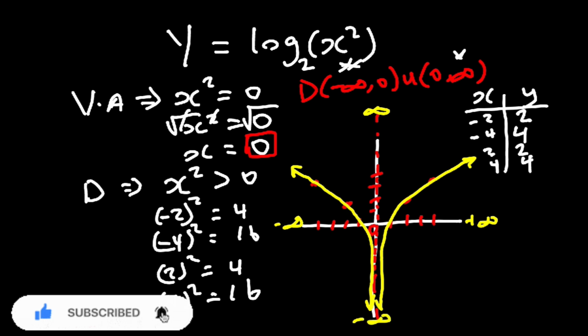Now to write the range of this function, we have already found the domain. To find the range, the range is from negative infinity to positive infinity, that is all real numbers. So that's the range of this function, and then here is the domain. Let's have another example.